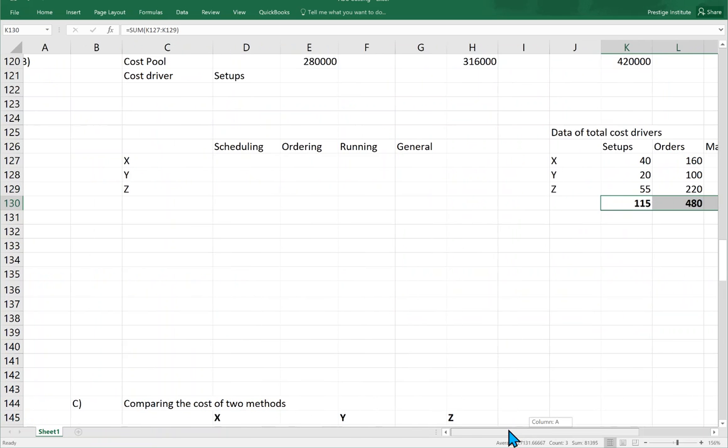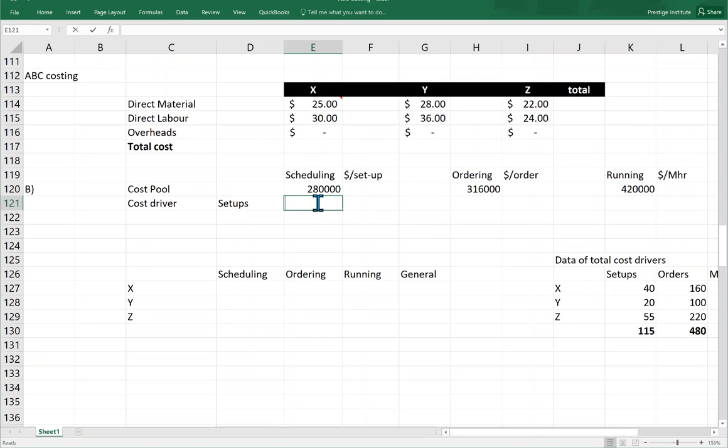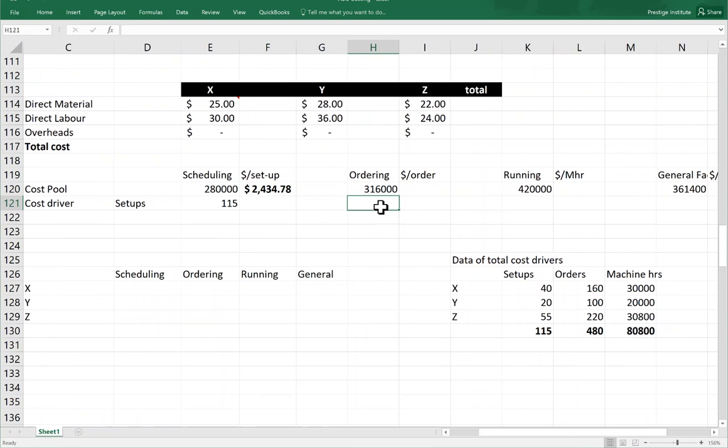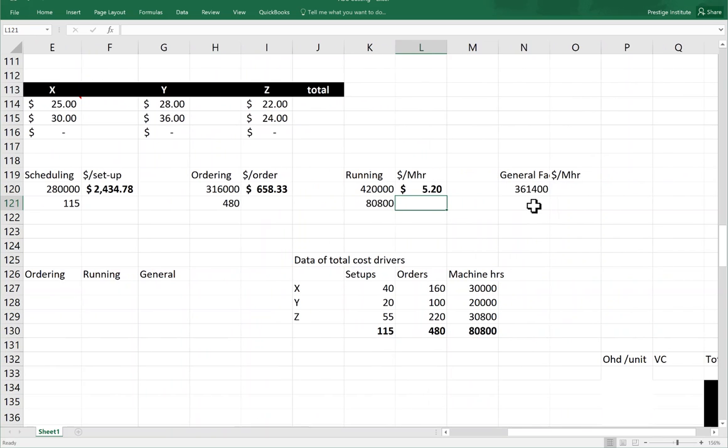Now we'll take those activities and divide them by these drivers. So we have 280,000 divided by 115. It gives us 2,400 cost per setup. Remember, it is not per unit, it is per activity. We will take this and divide by drivers. So it gives us 658 per order. And then machine running based on machine hours. Now this is per hour, 5.20. And the general facility also uses per hour. So we will do the same thing here.